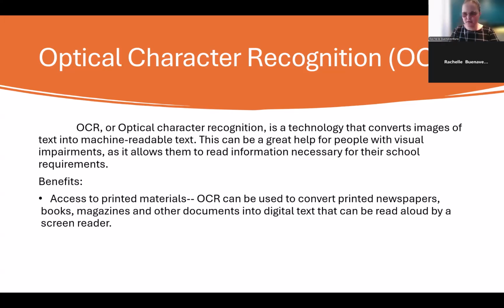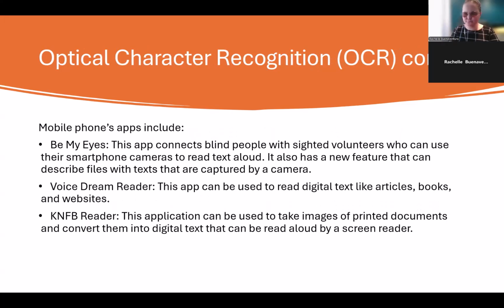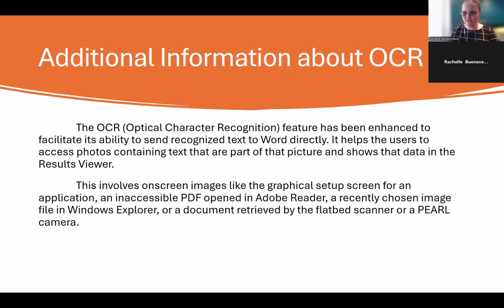Okay, Slide 19, optical character recognition (OCR) content. Heading level 1, optical character recognition (OCR) content. Okay. Mobile phone apps include: list of three items. Bullet: Be My Eyes, that can describe. Bullet: Voice Stream Reader. Bullet: KNFB Reader. List end. Those are very helpful for reading text and PDF files in your mobile phones. Slide 20, additional information about OCR. Heading level 1, additional information about OCR.